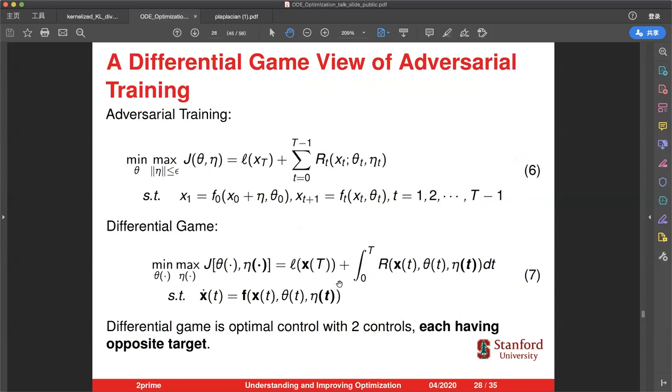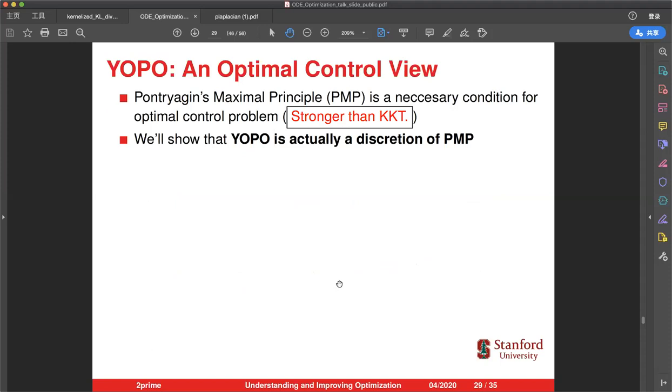So if you want to analyze adversarial training using an optimal control viewpoint, what you can do is the same thing we have done before. You should write down the objective with the neural network together, and then you will just replace the neural network as an ODE. So here you can see the adversarial training problem will become a differential game. The game has two controls. One is that I will optimize my neural network, and another is that I will attack your neural network. So if you want to use an optimal control viewpoint to design the algorithm, the natural thing you will do is write down the Pontryagin maximum principle. So what's that Pontryagin maximum principle?